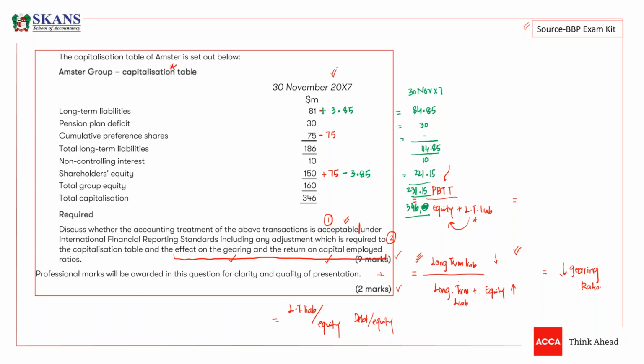There was only one capitalization table. The question was, what are the errors in the accounting which they have already done? Adjust the capitalization table, give the impact on the capitalization table, and give the impact on ratios. So that's why we didn't calculate the next 2 years. Okay. Now what is next?